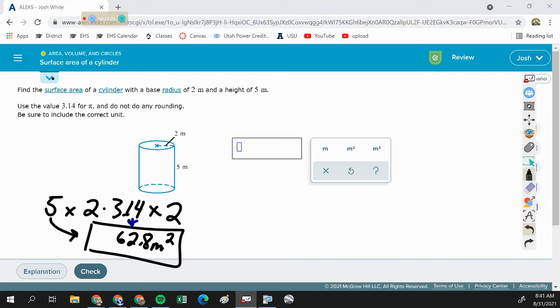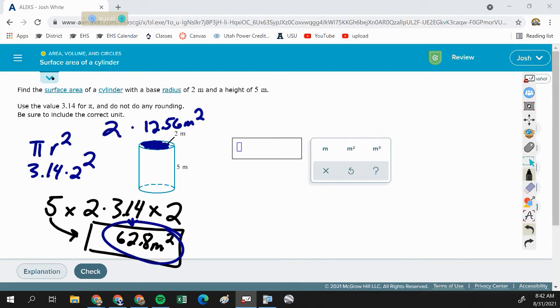Have to find the area of the lid. And area is pi r squared. So 3.14 times 2 squared. So the top is 12.56 meters squared. Now what? Then the bottom is going to be exactly the same size as the top. So I will double the top and then add that number to this, and that will be my total surface area.